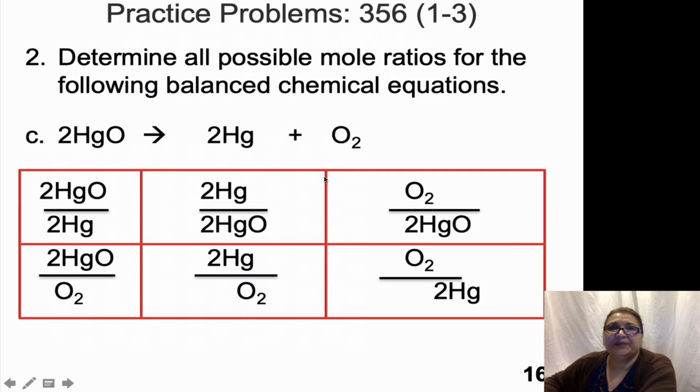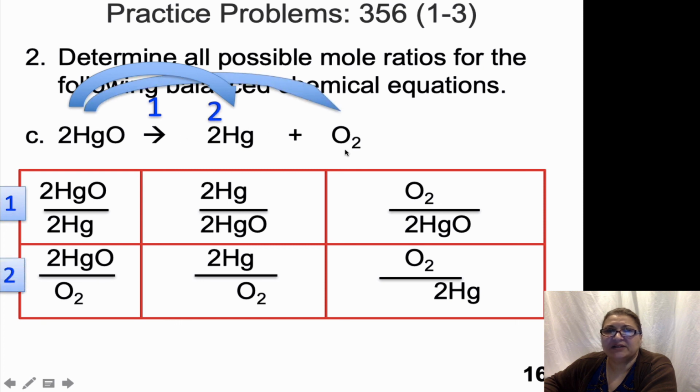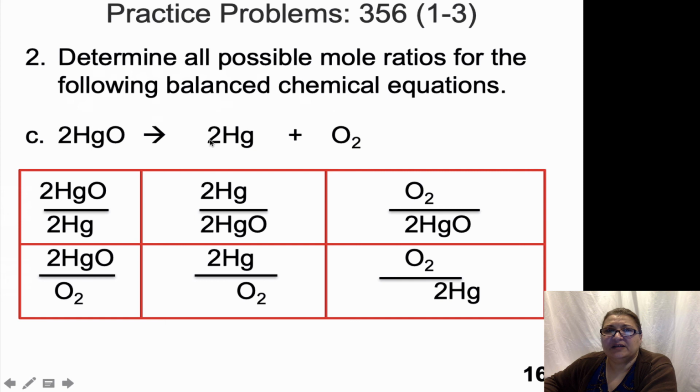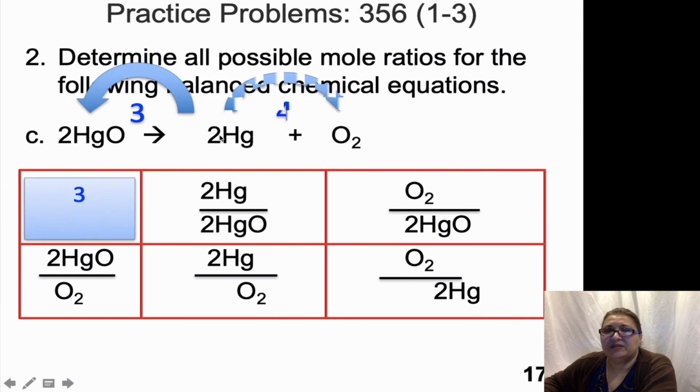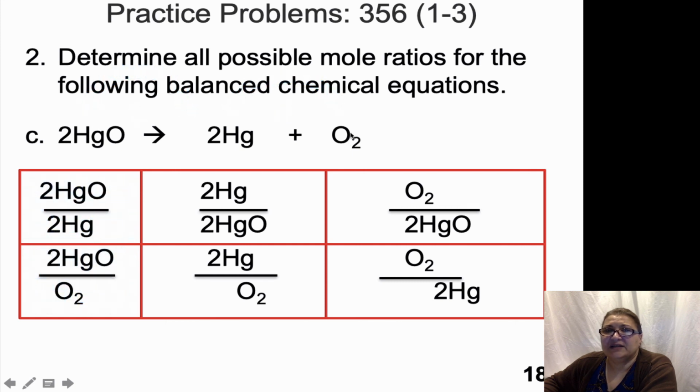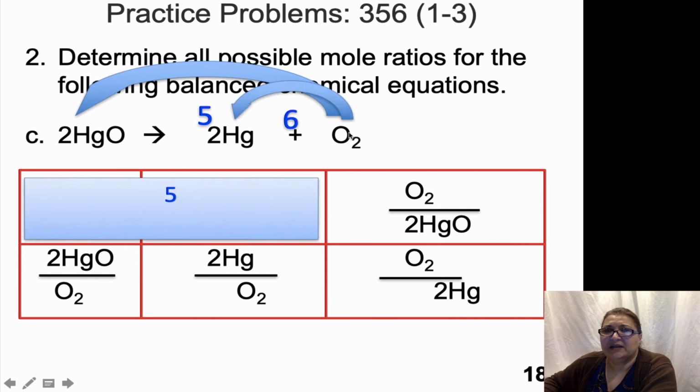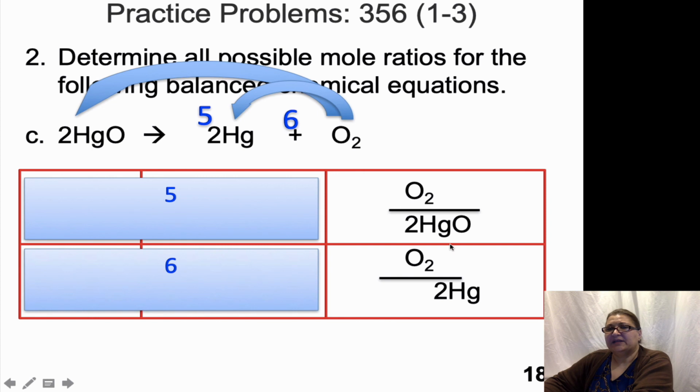Let's see. This one, same. So we take mercury. No, I'm sorry. We take mercury oxide divided by mercury, and then mercury oxide divided by oxygen. That's number 2. And then mercury divided by mercury oxide, and that's number 3. Mercury divided by oxygen, that's number 4. And then oxygen divided by mercury oxide, and then oxygen divided by mercury, and that's the last one right here.